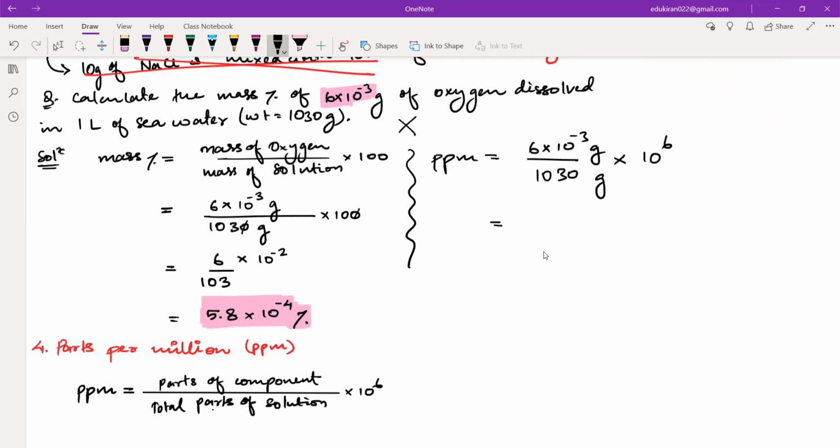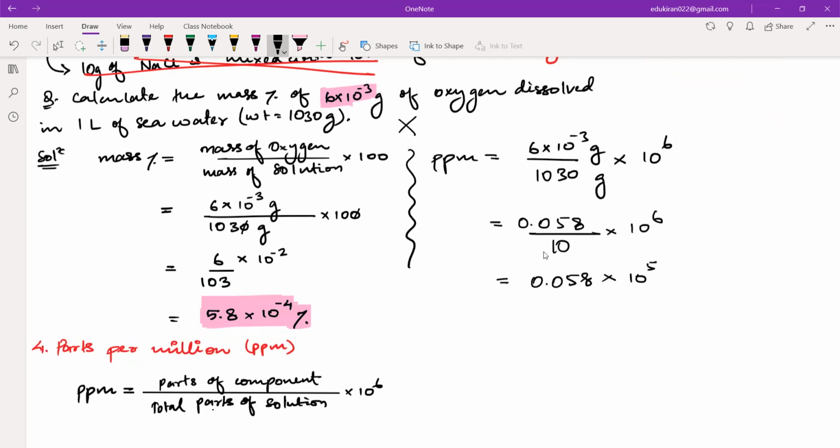0.058, right? Yes. 6 upon 103 will be equal to 0.058. Now, below 1030 was there, so you will have 10, and here you will have 10 to the power 6. So this will be equal to 0.058 into 10 to the power 5.